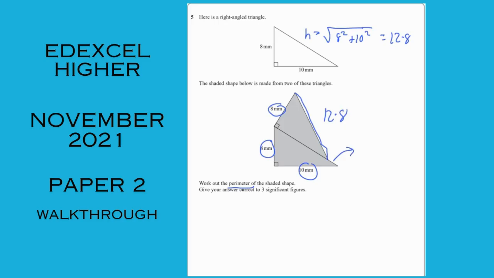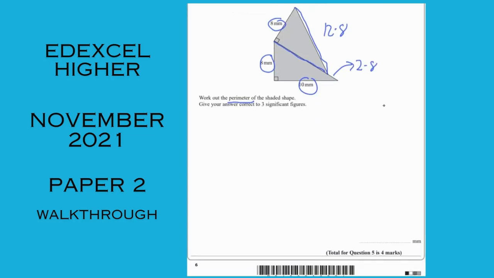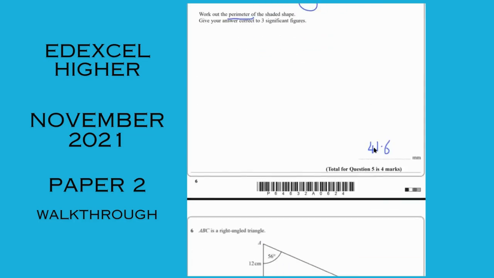How big's that? Well, the base there is 10, making that 2.8. So get on your calc, add all those numbers up, and we're hitting a 41.6 for the right answer.